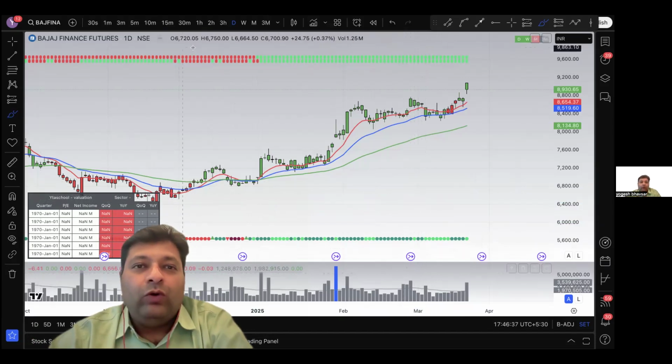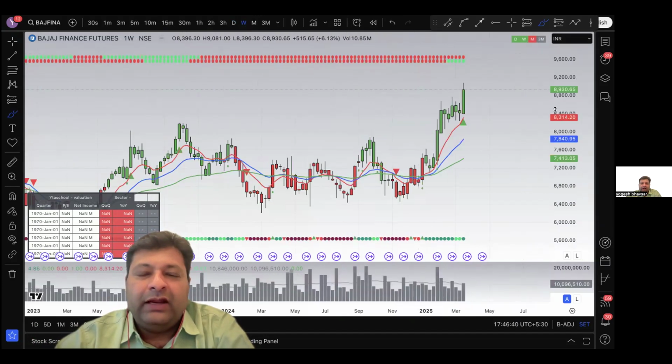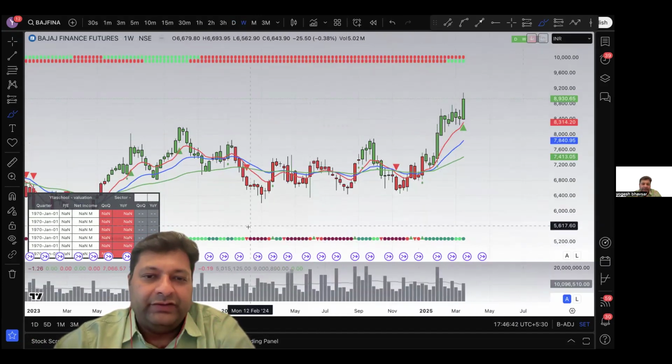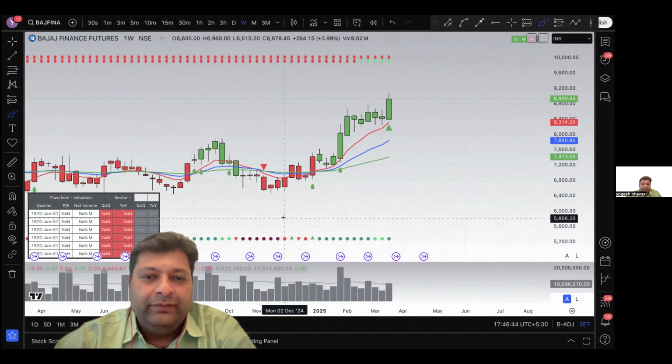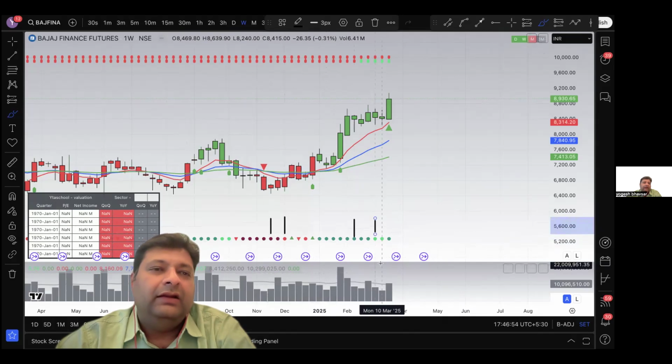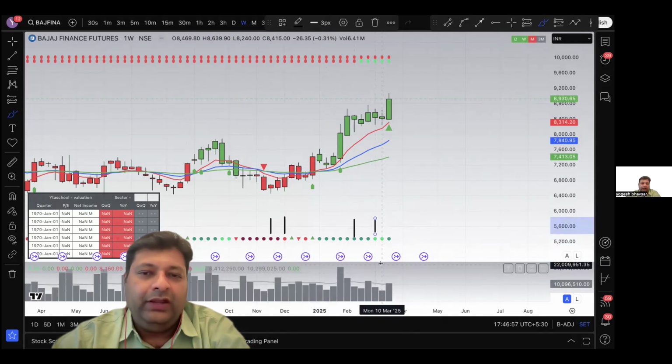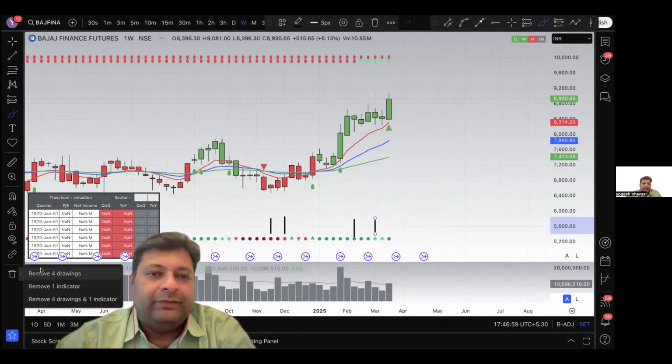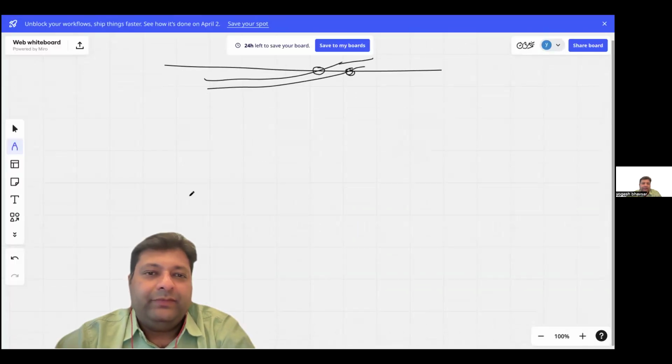Now what does this indicator do? There are a total of 4 colors in this indicator. If you look very closely, this is a gray red dot and these are dark red ones. These are dark green and these are light green colors. Now what is the significance of it? Let us understand this.